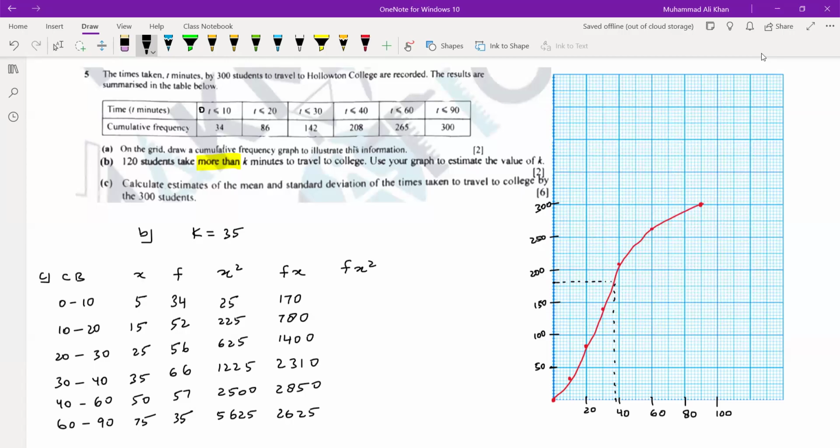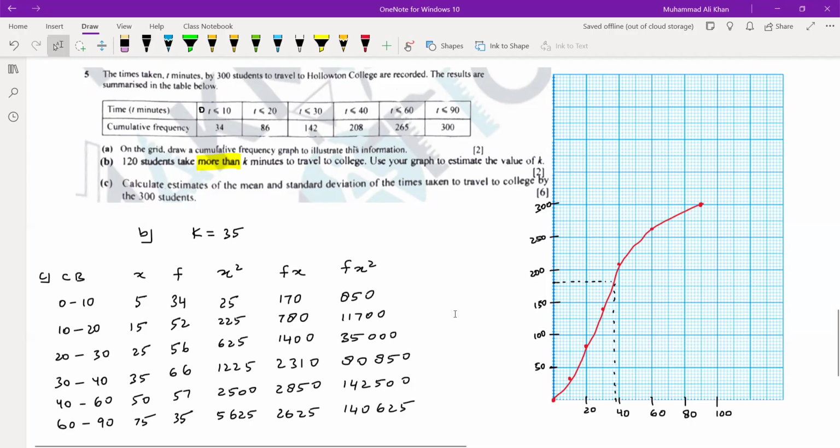And now we have to make a column of fx squared. So now f multiplied by x squared. 34 multiplied by 25, 850. 52 multiplied by 225, 11700. 56 multiplied by 625, 35000. 66 multiplied by 1225, 80850. 57 multiplied by 2500, 142500. 35 multiplied by 5625. It will be 140625.